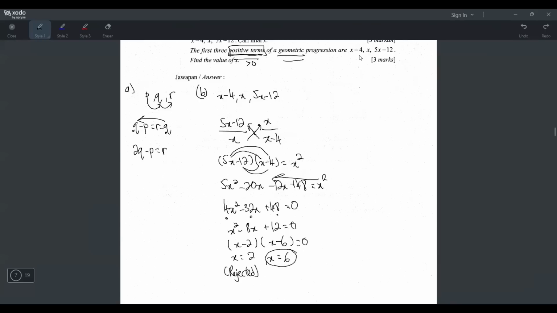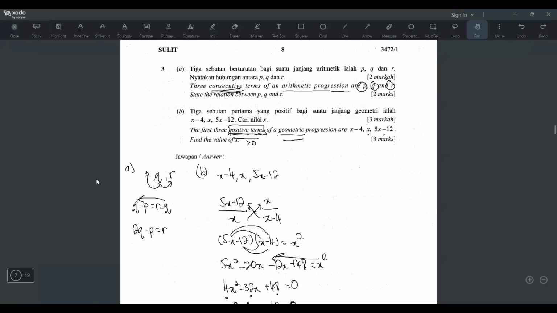Because when you sub 6 inside, you will get 3 positive numbers, right? You can try 6 minus 4, 2, yeah, positive. X is 6, so yeah, positive. 5 times 6, 30 minus 12, 18, so positive also, right? But if you use 2, you get 1 negative value here, right? And also if you sub 2 inside here, you get negative, because 10 minus 12 is negative also, right? Okay, so that's how you do it, right?